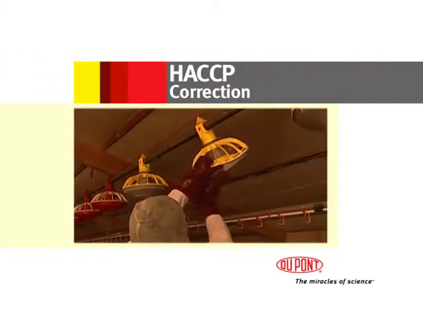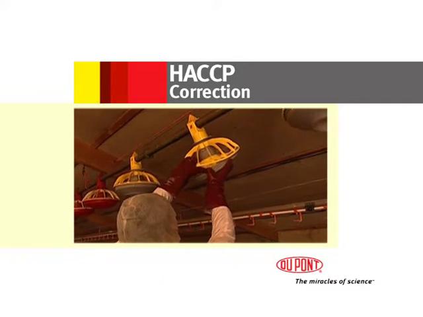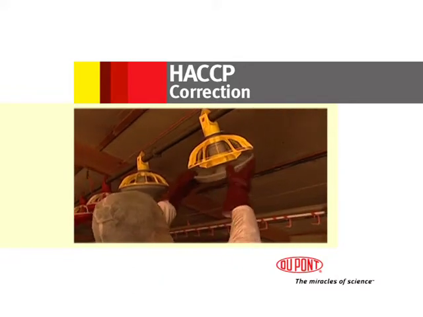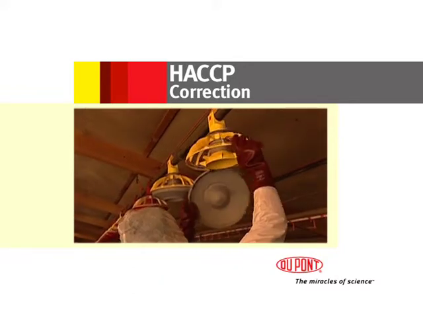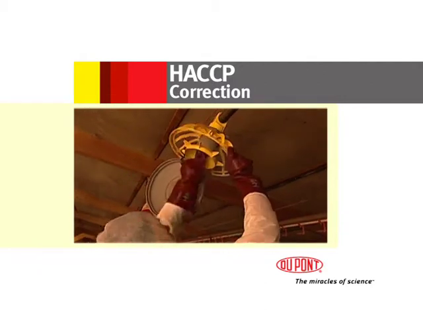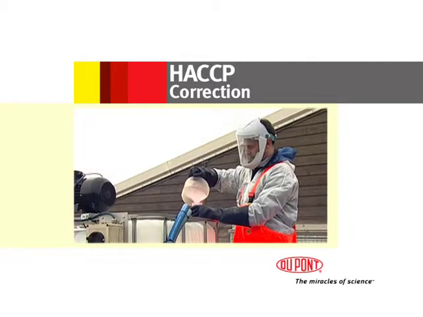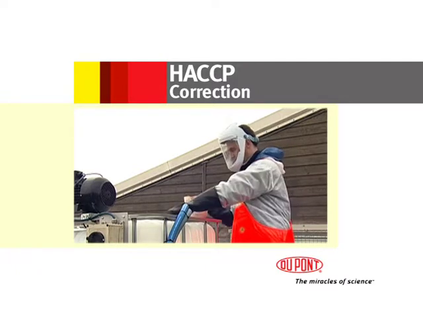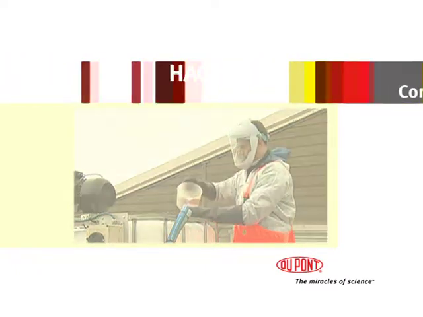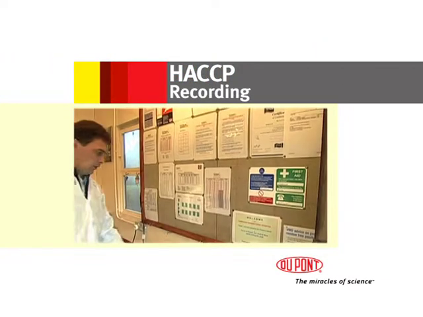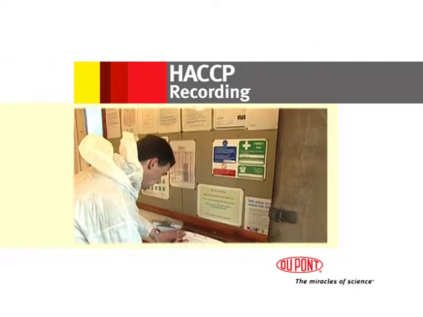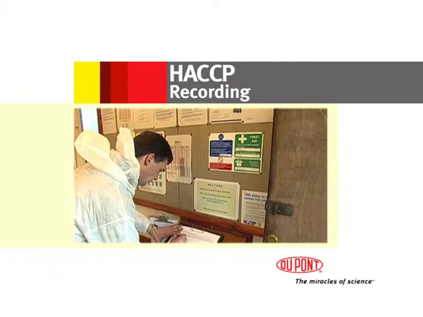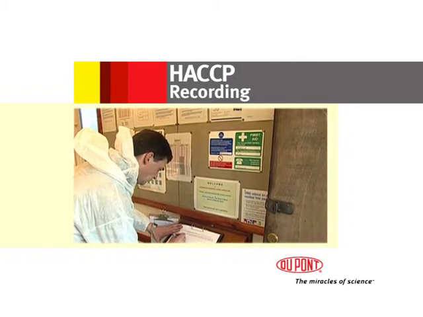Where you find procedures have not been followed, or where tests show an unsatisfactory level of contamination after cleaning, act to correct the problem. Make sure the DuPont Biosecurity Program is followed exactly and the correct dilutions are being applied. Keep records so that you can prove the biosecurity program is in place and is implemented correctly and continuously.